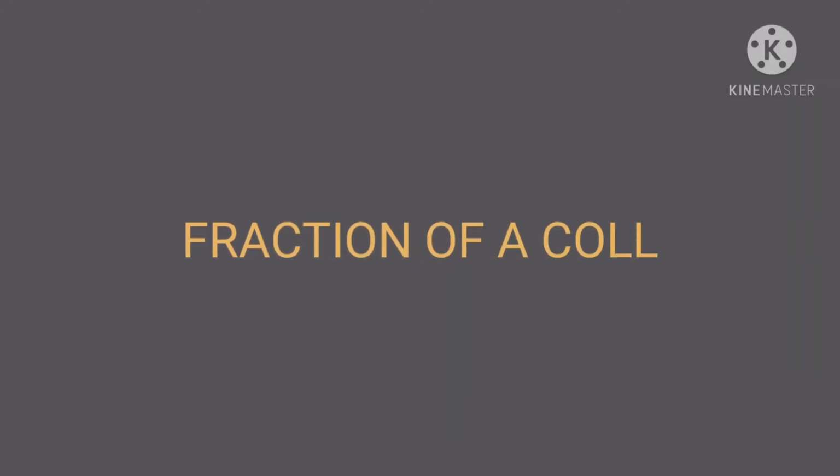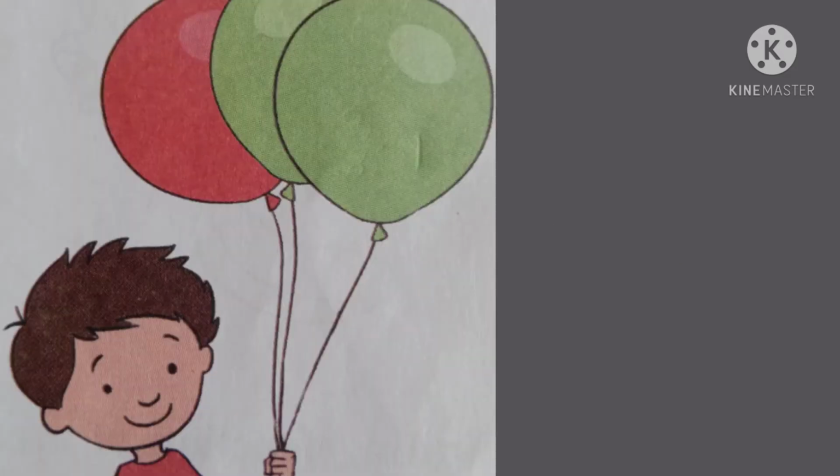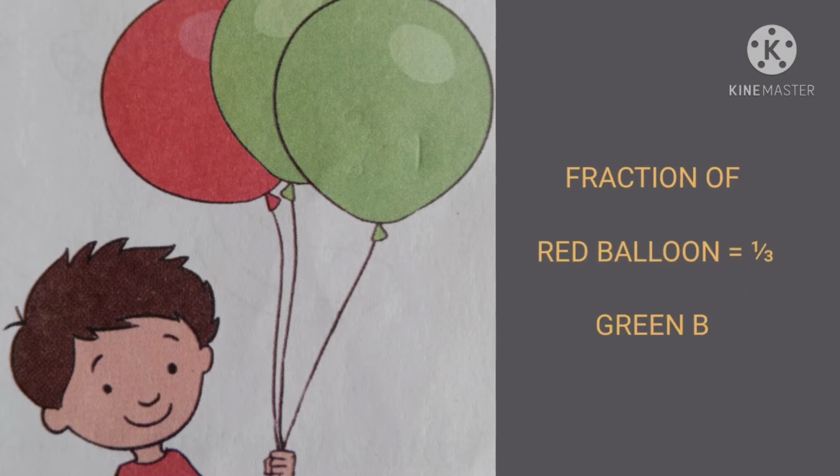Fraction of a collection. We know that the fractions are parts of a whole. Fractions can also be parts of a collection or group. For example, Nandu has a collection of 3 balloons. One balloon is red and 2 are green. We can say that 1 by 3 of the balloons are red, and we can say that 2 by 3 of the balloons are green.